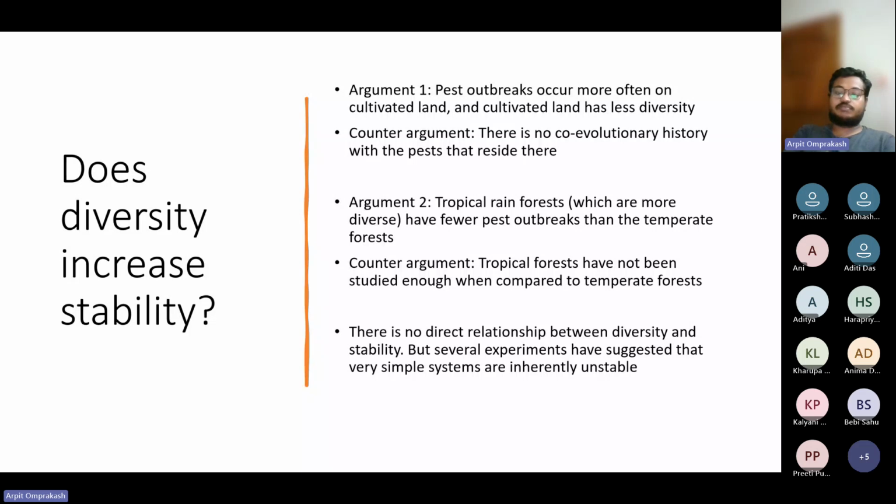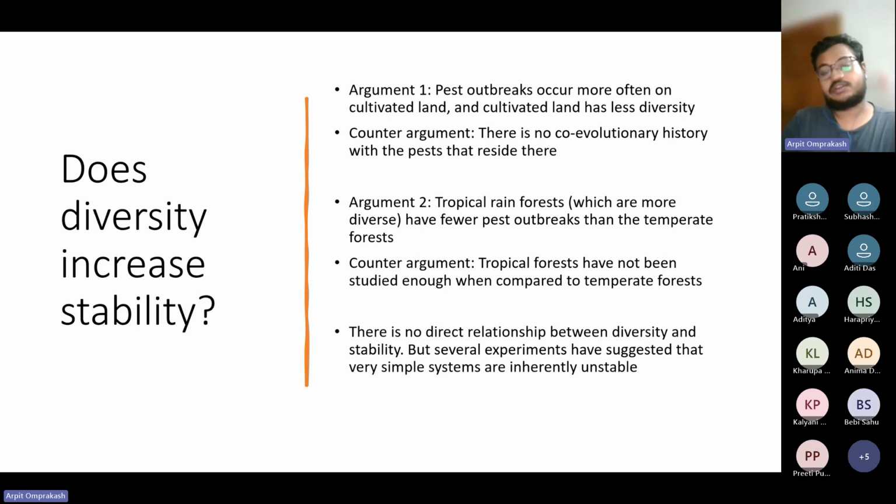So let's say, for example, first we make an argument that pest outbreaks occur more often in cultivated land, and cultivated land has less diversity. And maybe because of this less diversity, there are more pest outbreaks in cultivated land and fewer pest outbreaks in other areas, such as natural forests.